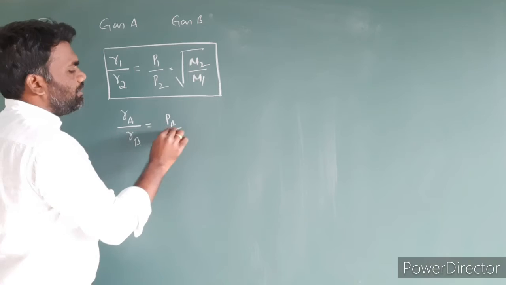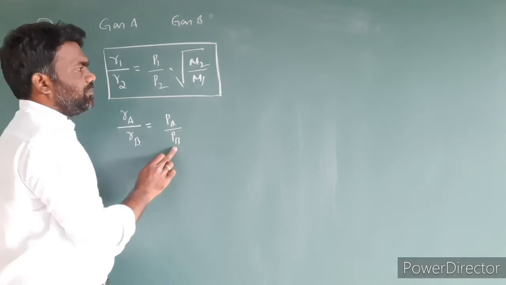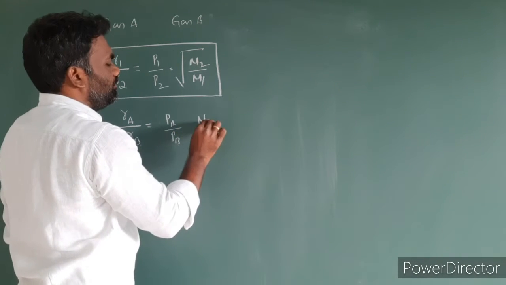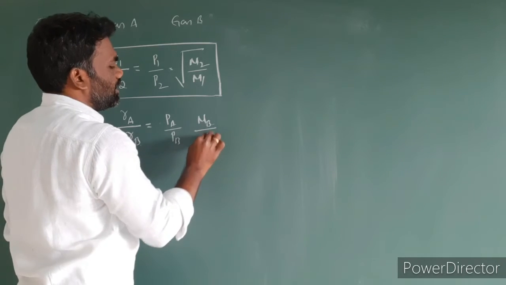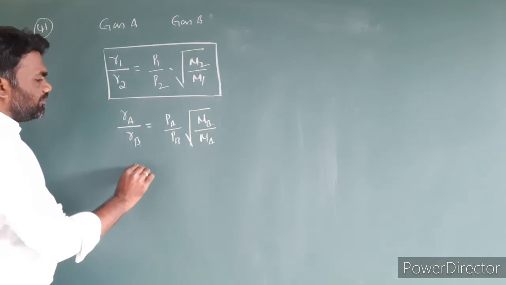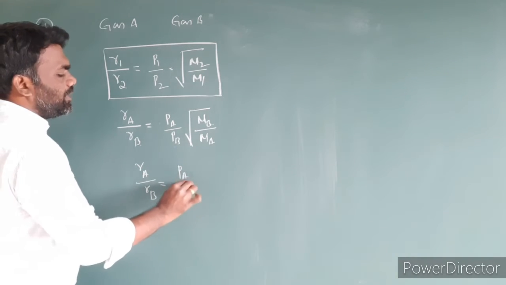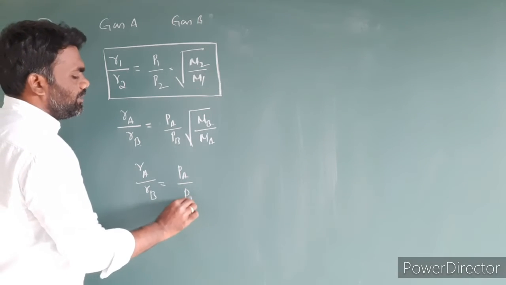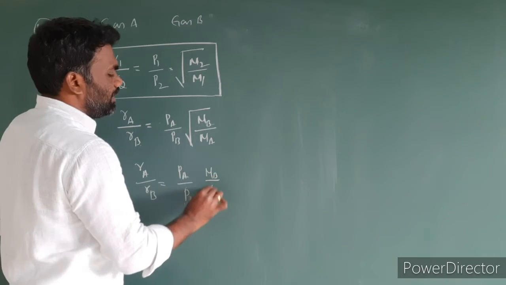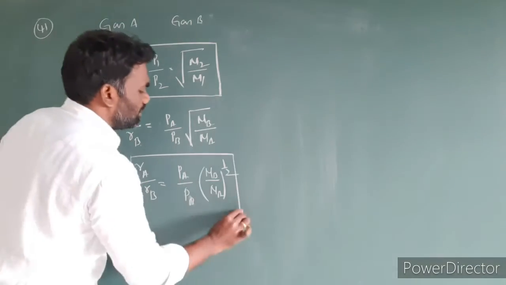That means PA by PB, where the first gas is A and the second gas is B, into the square root of MB by MA. The same equation can be written as RA by RB is equal to PA by PB into (MB by MA) to the power of 1 by 2. So like this also we can represent it.